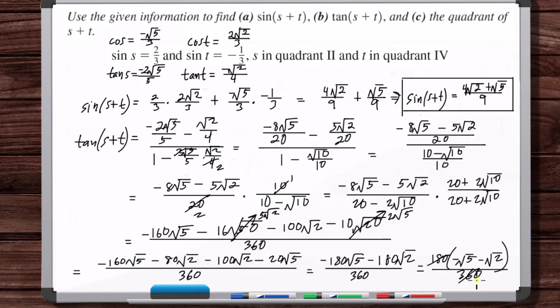And then we can see that tangent of s plus t is minus root 5 minus root 2 over 2.